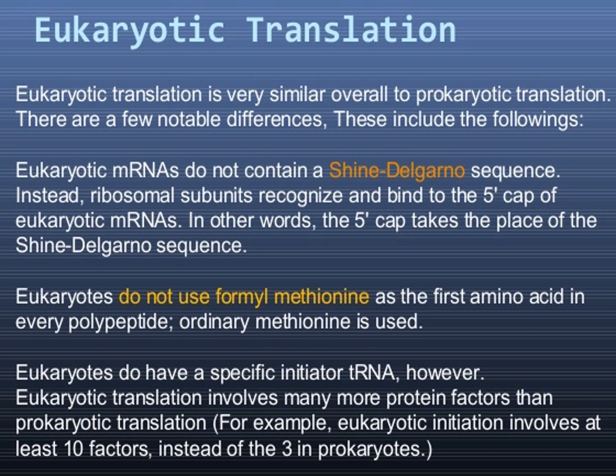And also eukaryotes do not have a specific initiator tRNA. However, eukaryotic translation involves many more protein factors than prokaryotic translation. In prokaryotic translation, we need only 2 to 3 translation factors for assembly of the ribosomes and other things. But here in eukaryotic translation, at least 10 eukaryotic translation factors are involved in initiation itself. So we will see what the process is.